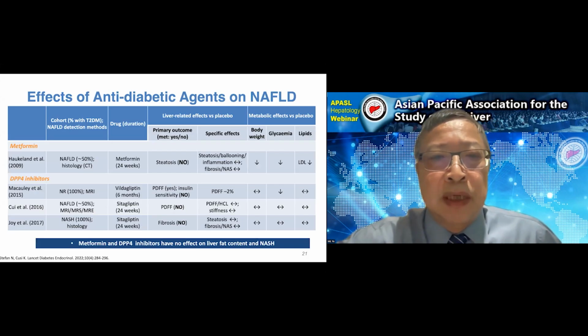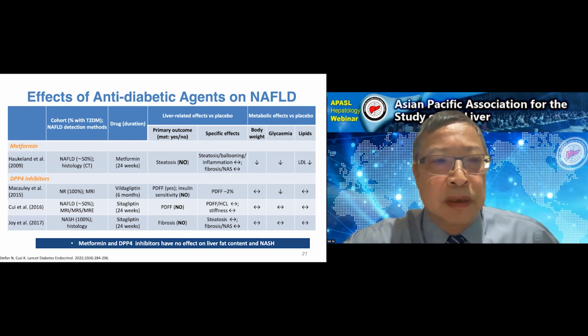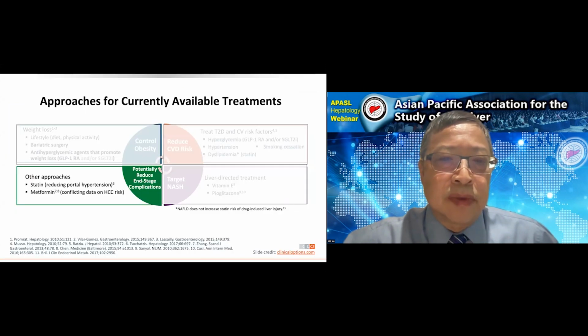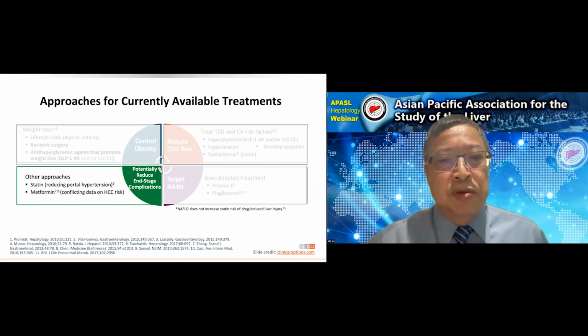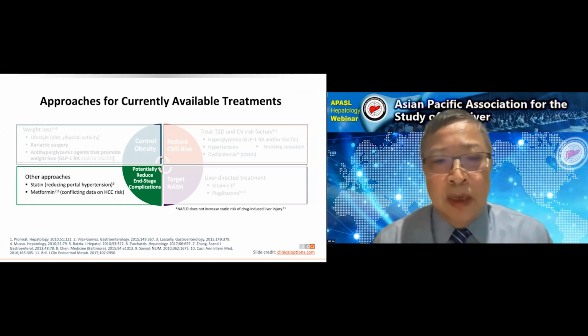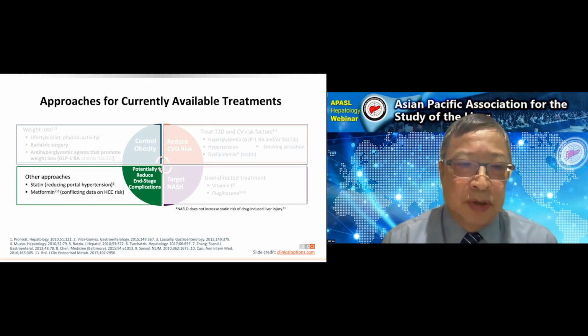So how about the other category of anti-diabetic agents and NAFLD? Here I summarize the study results with metformin and DPP-4 inhibitors. You can see metformin and DPP-4 inhibitors have no effect on the liver fat content and the NASH. Finally, I will touch on the agents with potential reduction of end-stage liver complications.